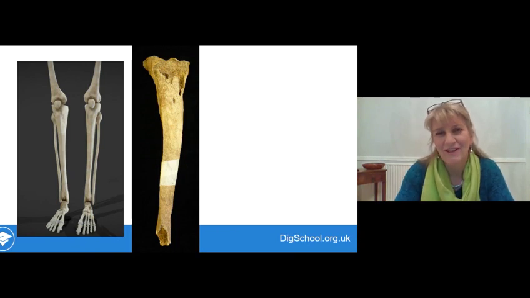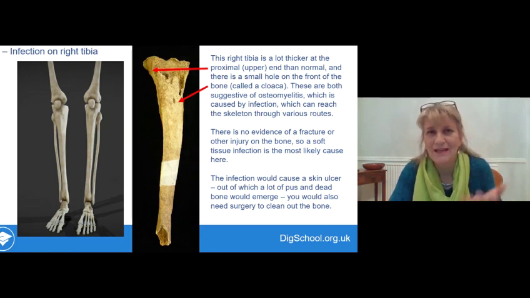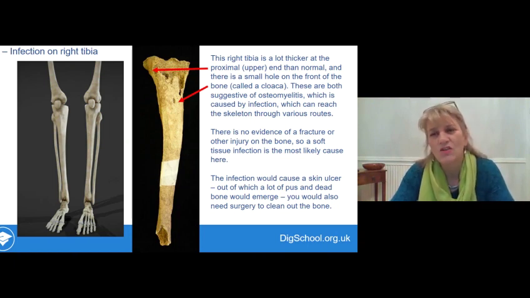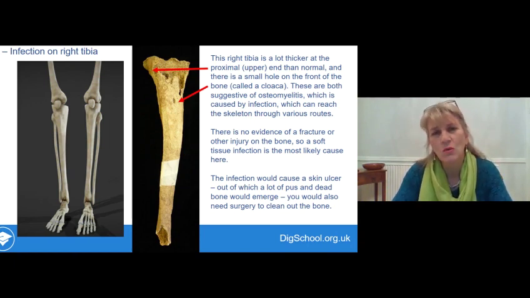So you've had a chance to have a look at that and think. Well, the really abnormal thing about this, it's a tibia, the right tibia, one of the lower leg bones, but it's a lot thicker at the proximal end, the upper end, than is normal. And there's also a small hole that's just pointed out with that arrow there called a cloaca, which is also not normal. And these are both strongly suggestive of osteomyelitis, which is caused by infection, where an infection that's got to the bone has affected the bone, caused it to grow in a different way.